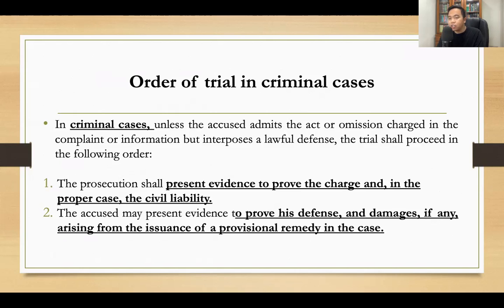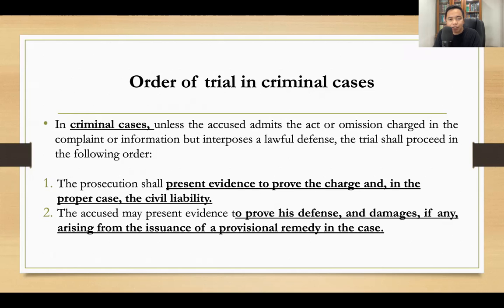Now, what is the order of trial in criminal cases? In criminal cases, the prosecution shall present evidence to prove the charge, and in proper cases, the civil liability. So under normal circumstances, the prosecution presents evidence first, and then the accused thereafter. Now, the accused may present evidence to prove his defense and damages, if any, arising from the issuance of a provisional remedy in the case.